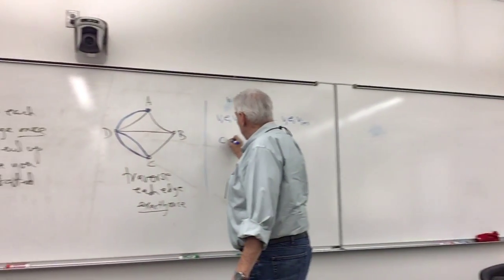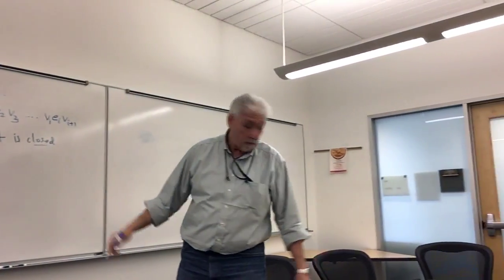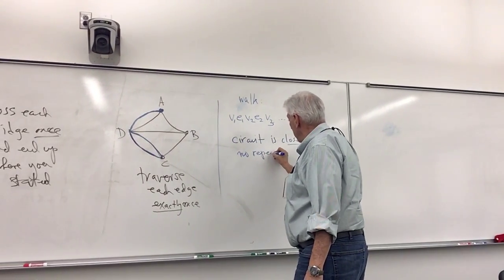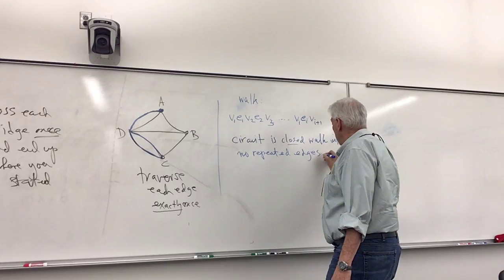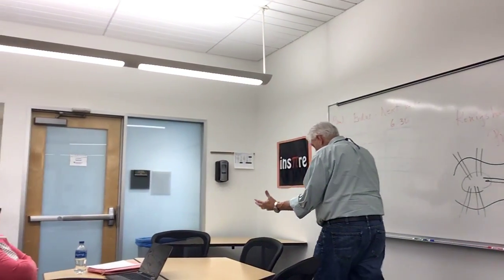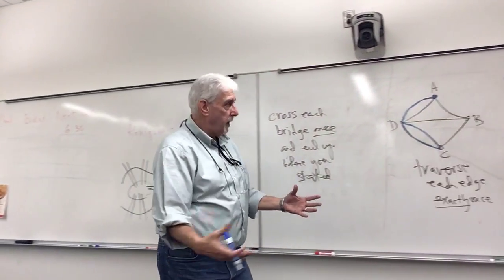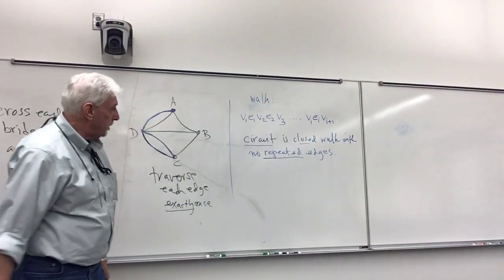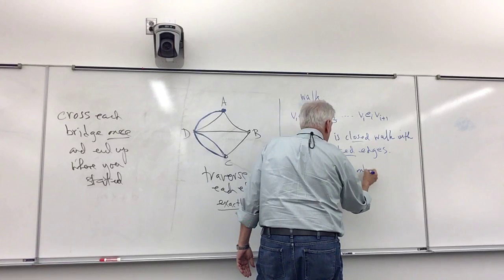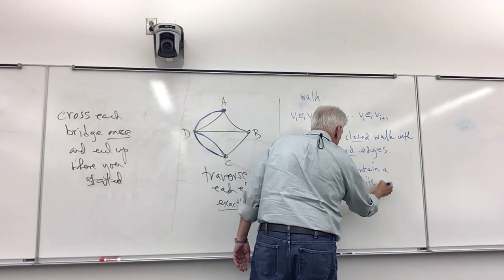So let's define a few things. A circuit is a closed walk with no repeated edges. So that's a circuit. And the goal is now, when can I find a closed walk that contains all the edges? I don't need to say contains all the edges exactly once, because that comes through the definition. So when does a graph G contain a closed walk with all the edges?